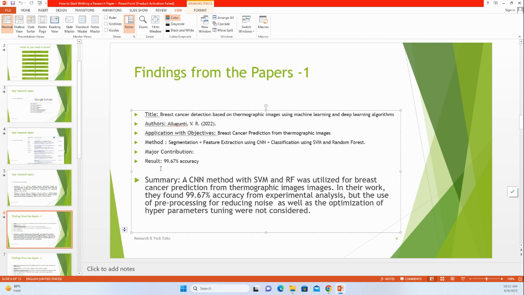Then another thing, what is the limitation? If you study their methodology section, then you can find the major lackings or major gap. The use of preprocessing for reducing noise as well as optimization of hyperparameter tuning are not considered. So this is one of the limitations, because if the image is noisy, then the accuracy will not get up to the mark. So this is the problem of paper 1.